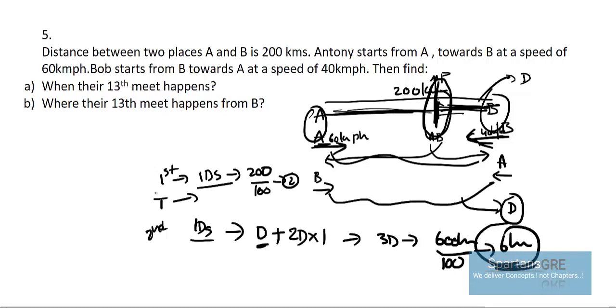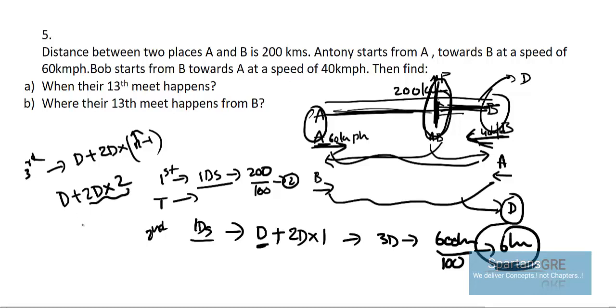Suppose you want to calculate the third meet. Instead of calculating like this manually, what you can do is use this formula: D plus 2D into the number of meetings, n minus 1. So that will be D plus 2D into, this will be the third, n will be 3, so 3 minus 1, 2. This will be D plus 4D, 5D. So the initial distance will be 1000 kilometers. And then relative speed is 100. It will be 10 hours. So your third meet will happen after 10 hours.